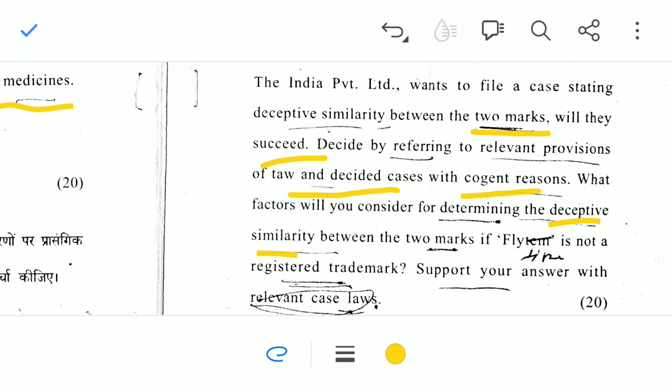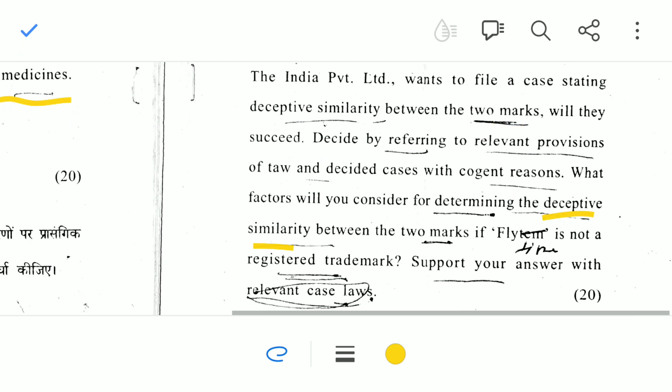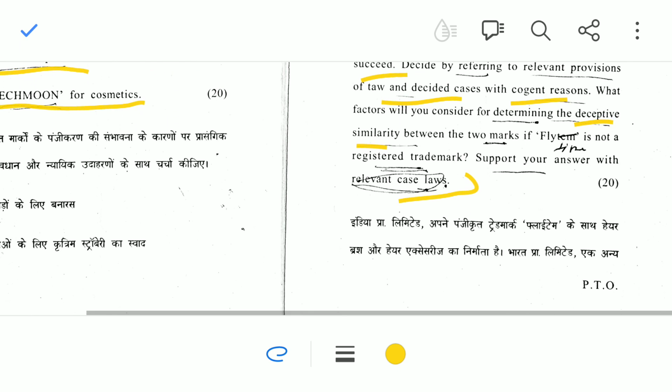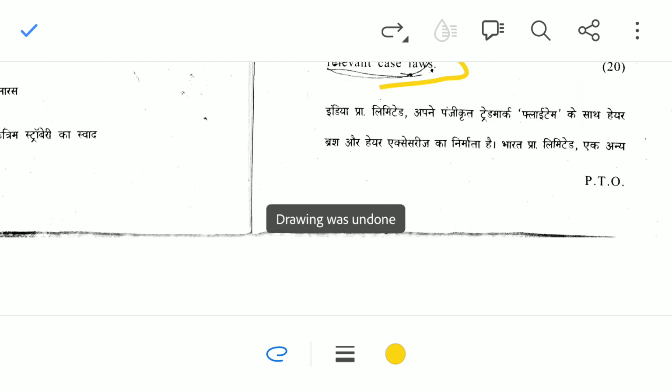What factors do we consider for determining the deceptive similarity between the two marks if Flight Term is not a registered trademark? Support your assertion with case laws. So this question is based on deceptive similarity. The relevant provisions in the trademark law are also given. You have to look at the bare act of trademark, and you can find your answer. Now come to the next question.